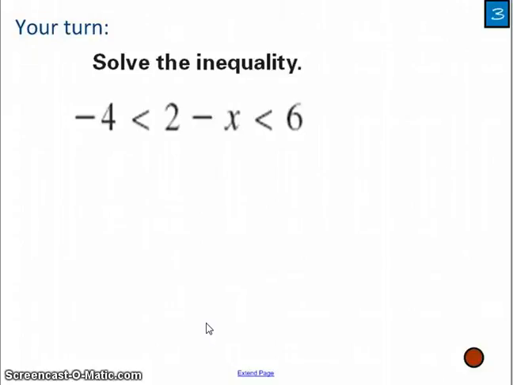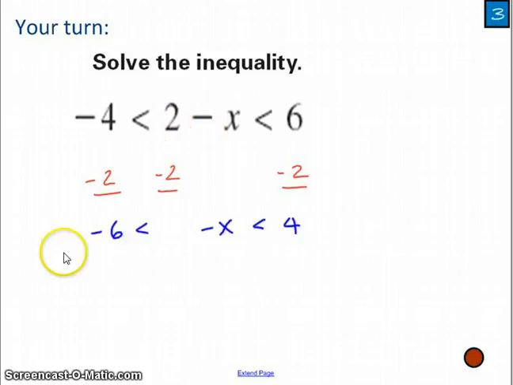Okay, I'm going to assume that you hit the pause button, solved this, and are ready to see the answer. I'll break this out step by step. I've got to get x by itself, but first I've got to move the 2. I can't do anything about this negative sign until afterward.